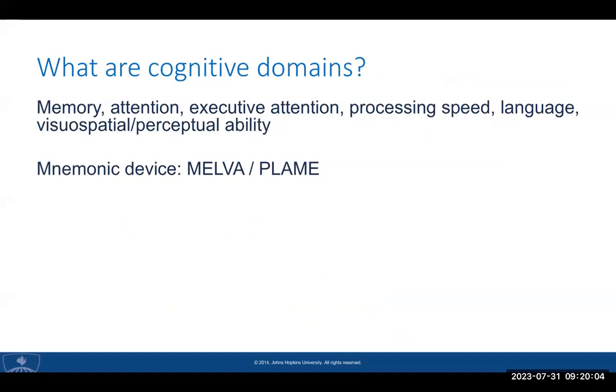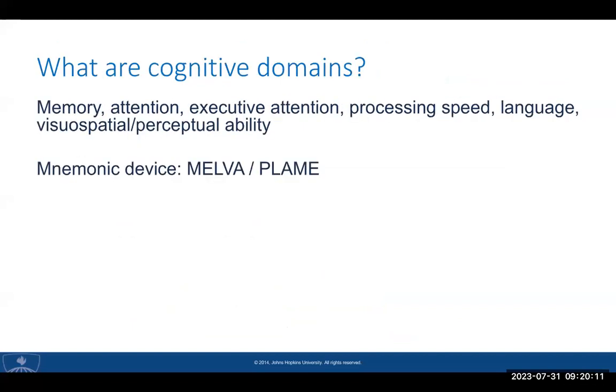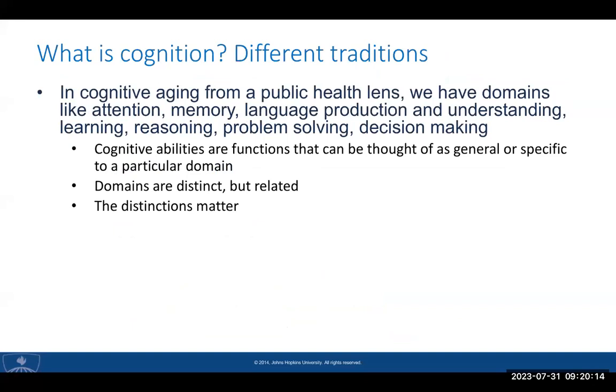So what are some of the cognitive domains that we typically talk about? I think these may be some old slides, but that's okay. We'll go through it. So in cognitive aging, we typically talk about specific domains like attention and memory, visuospatial ability, and learning and reasoning. And these different domains are distinct, but they're also intercorrelated and related to each other.